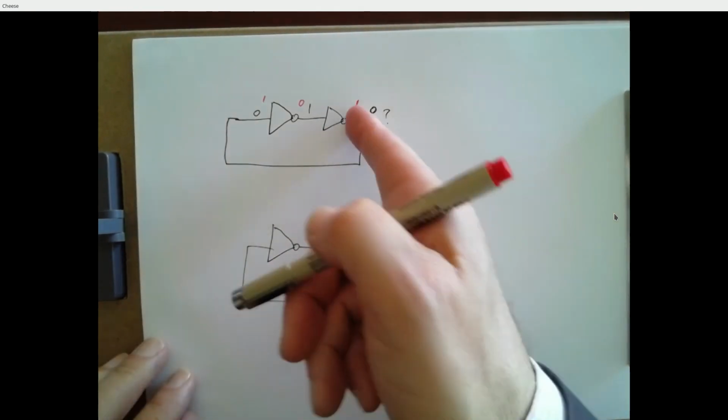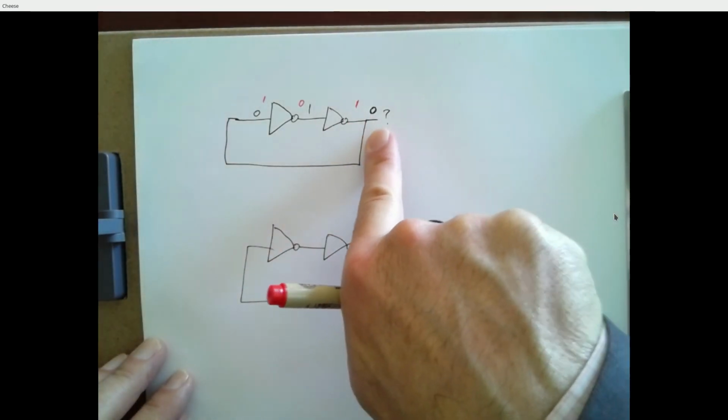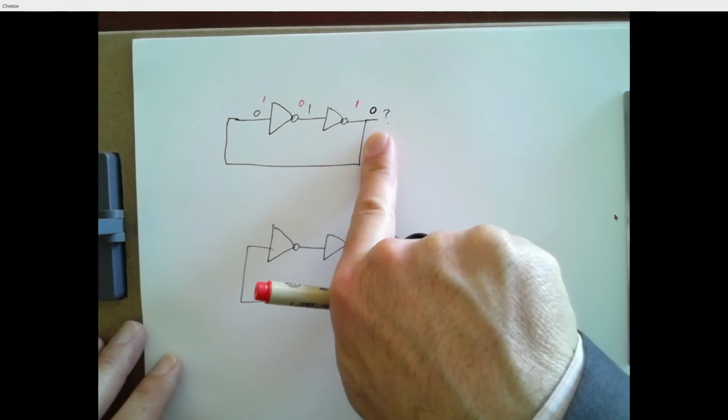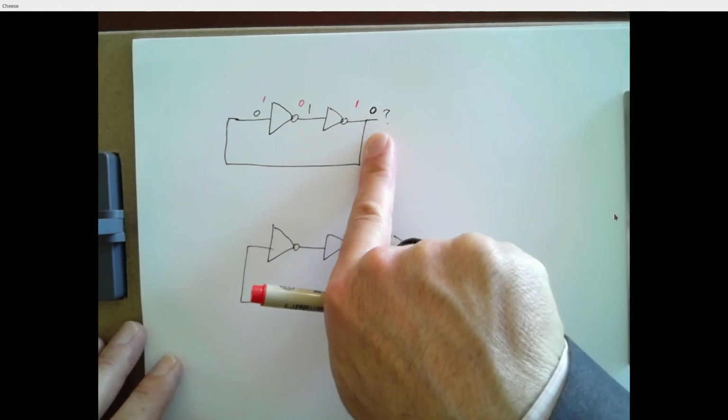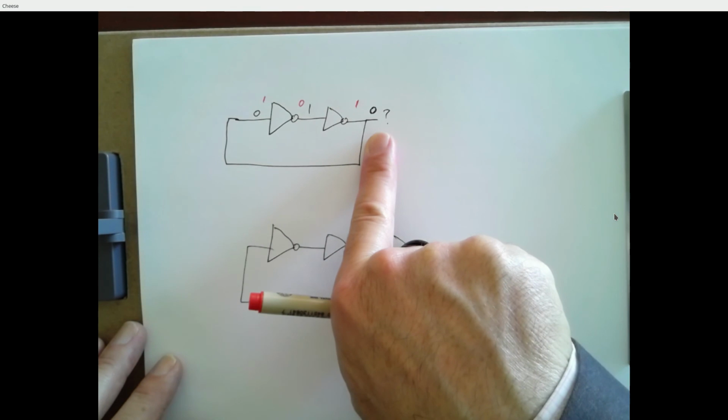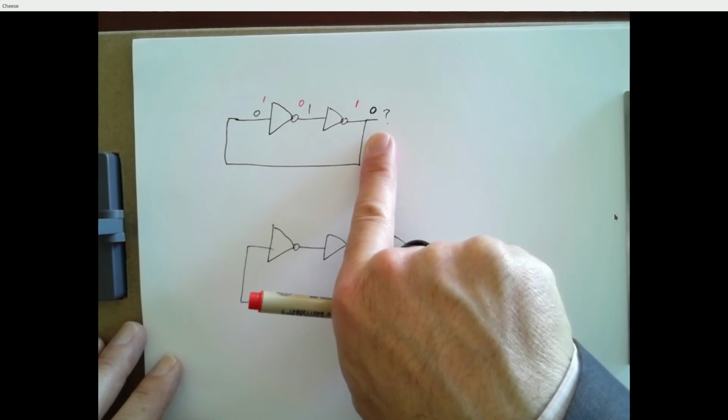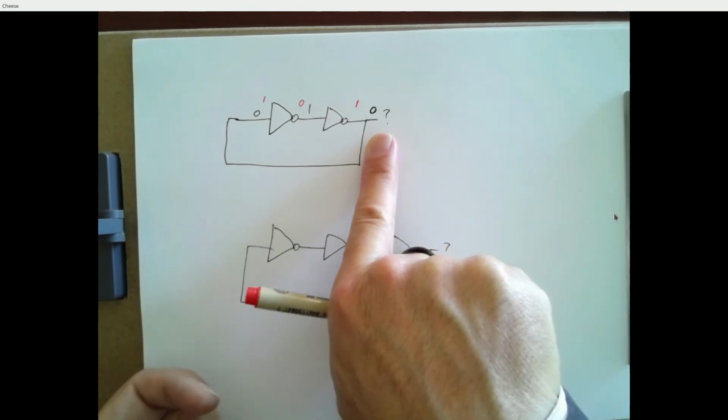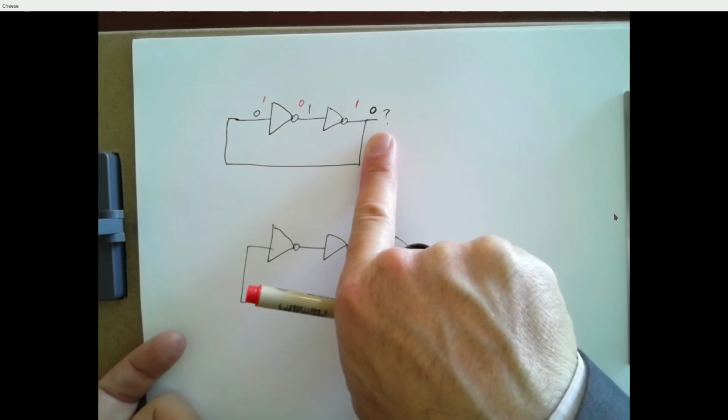So there could be a 0 or a 1 sitting at this point, we don't know, but what we know is whatever value is there, that value is going to be there forever, as long as power is applied to the circuit. So this is a form of memory. It's remembering a 0 or a 1.